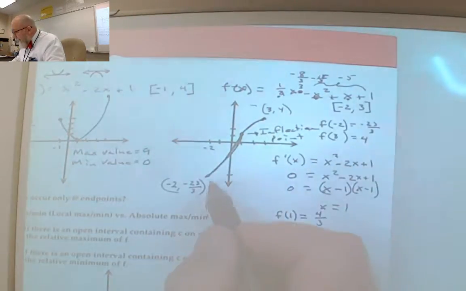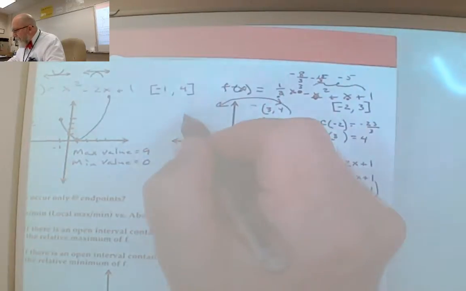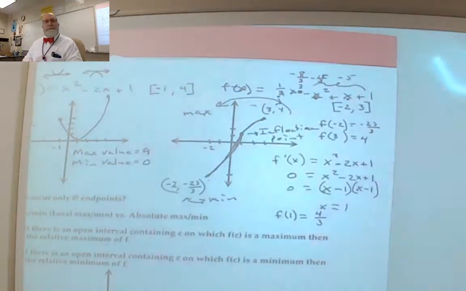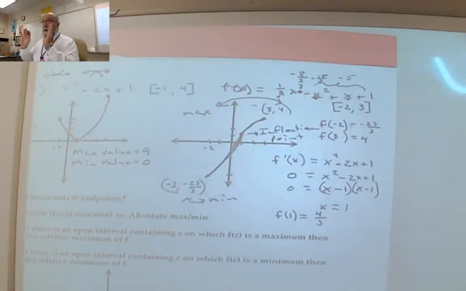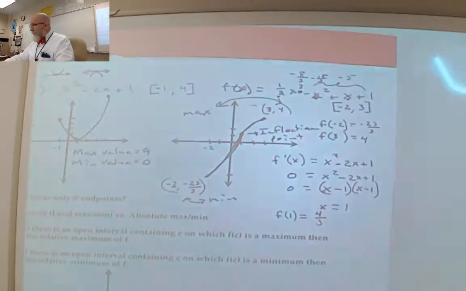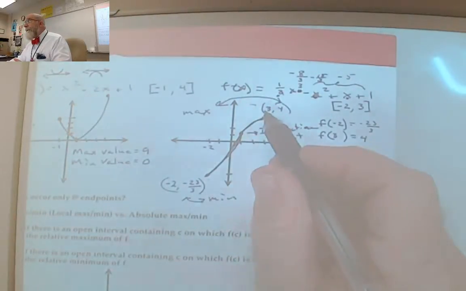So this right here is my minimum value, and this is my maximum value. Are we okay with that? Do you see why we can't turn around? Because if I turned around, I would have had to turn around and go back up, correct? Yes, sir.